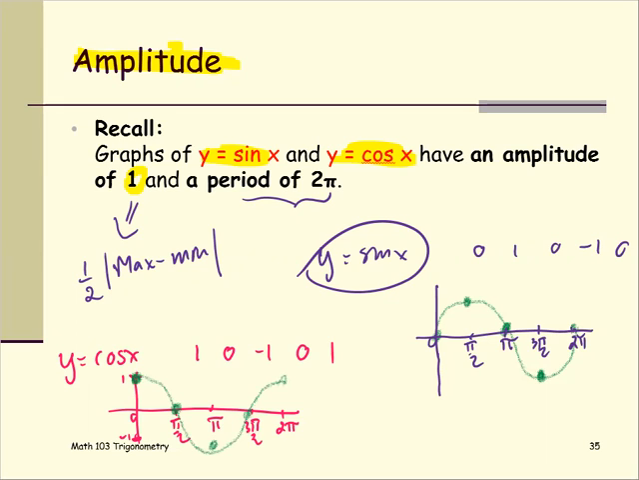This confirms that the amplitude of both graphs equals 1, because the max is 1 and the minimum is -1. You subtract them and then divide by 2. Another quick way to consider the amplitude is the distance from the midline of the graph to the top of the graph. So this is the amplitude.